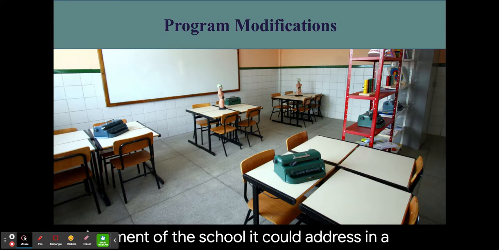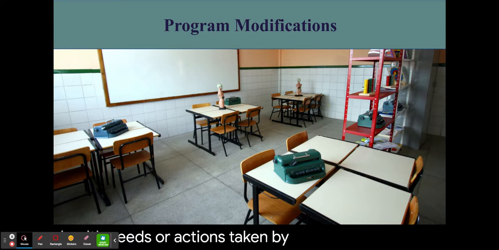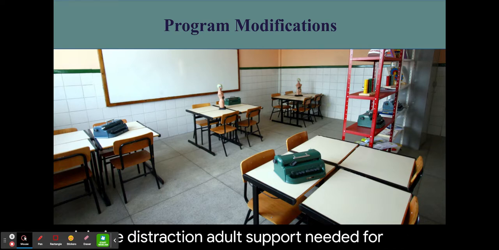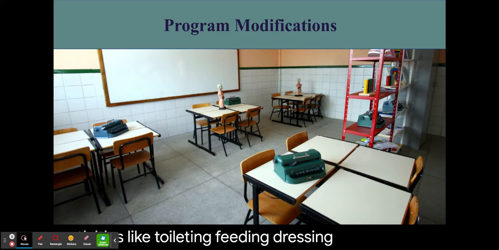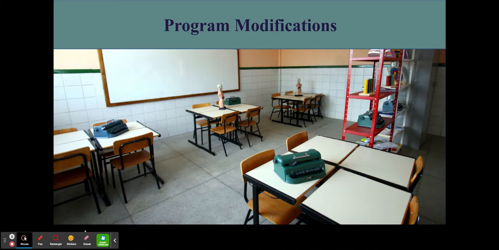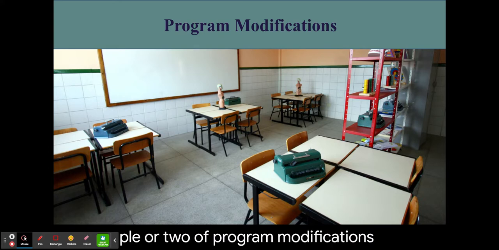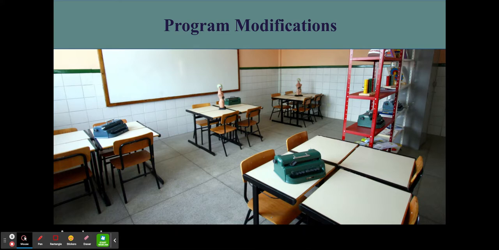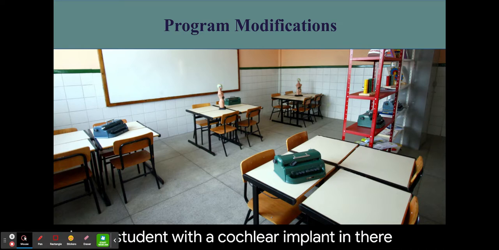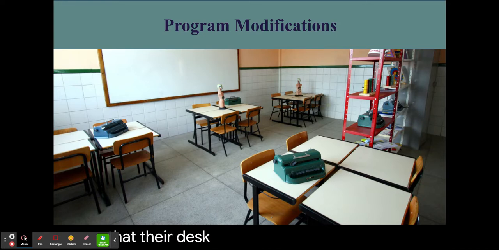It could address individual health needs or actions taken by personnel to minimize distraction, adult support needed for activities like toileting, feeding, dressing, or transition. An example or two of program modifications could include assigning preferential seating. The teacher will place a student with a cochlear implant in their right ear so that their desk is situated so that they can best hear the teacher. Or a student with visual impairments may need to sit closer to the front to see what's on the board.